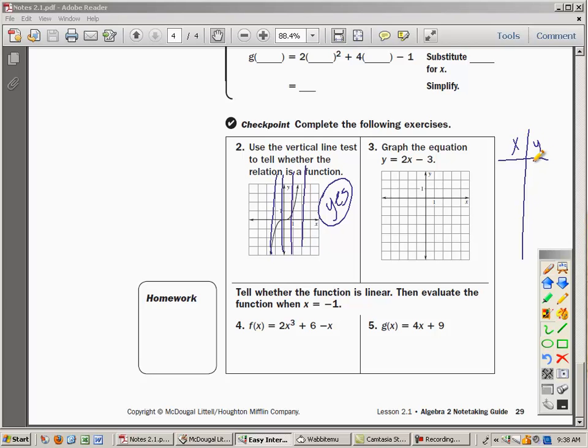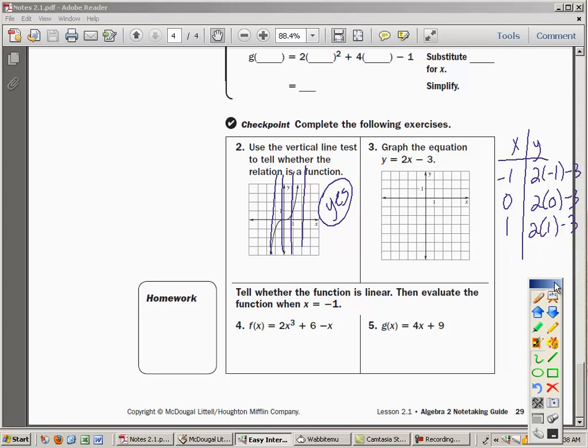Here's x, here's y, and we really only need to pick a couple of points here. Let's try like negative 1, 0, and 1. That's usually pretty easy. And so this is 2 times negative 1 minus 3, 2 times 0 minus 3, and 2 times 1 minus 3. And I apologize, those 3's are kind of difficult to read, but basically we're taking 2x minus 3, and we're taking these values of x as my inputs, and I'm inputting them into the expression and replacing the x with those inputs.